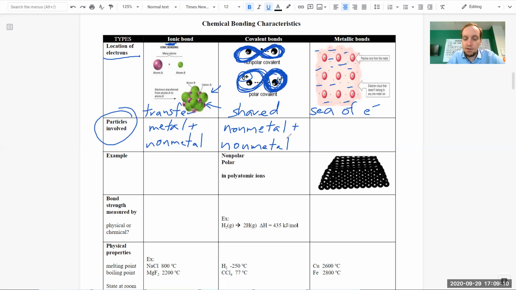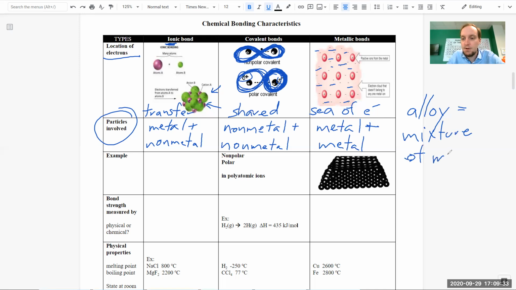In a metallic bond, not surprisingly, it's a metal and a metal. That's pretty obvious. Okay. Now, don't get this too confused with an alloy. An alloy, remember, is a mixture of metals. Let me just go ahead and put this over here, just so you guys remember. This is where you basically melt two different types of metals together, and you just pour them, mix them, and let them solidify. That's a little bit different. That's just a mixture of metals. We're talking about metallic bonds, which actually hold the atoms together.